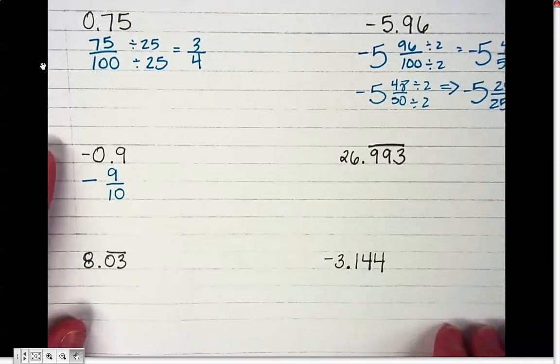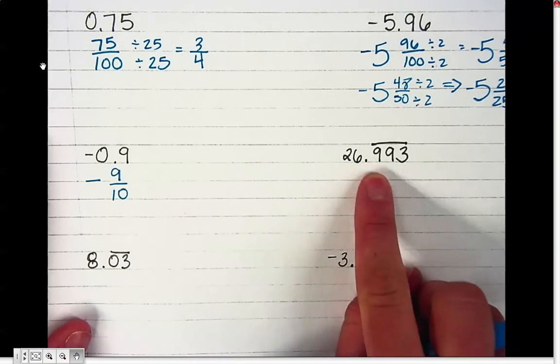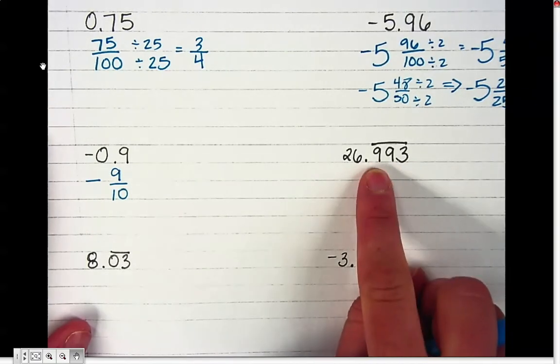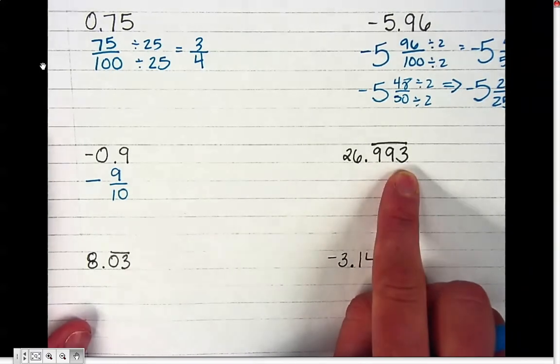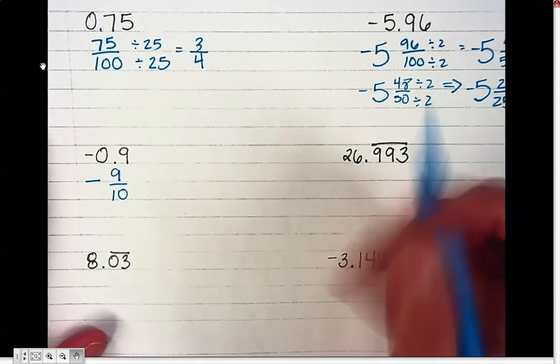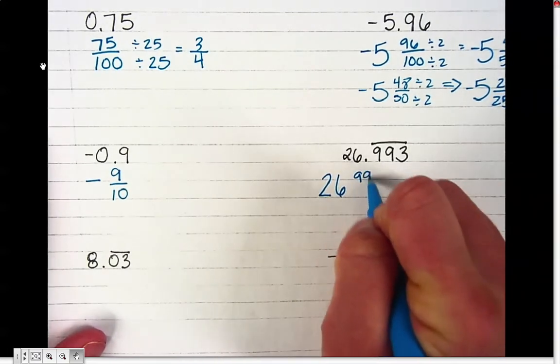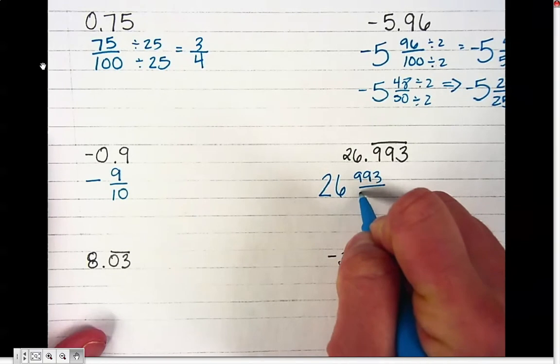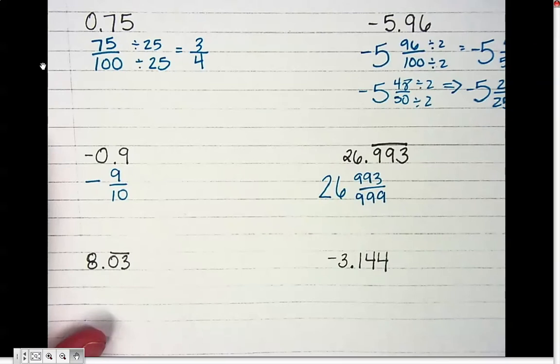Well, there's actually a little trick with these. You can take the section that repeats, and however many place values the repeating part goes, you're going to put that many 9s. So for example here, this is going to be 26 and 993 over 999.